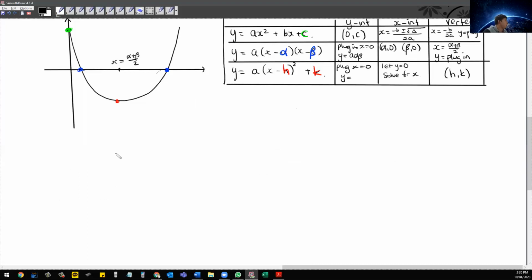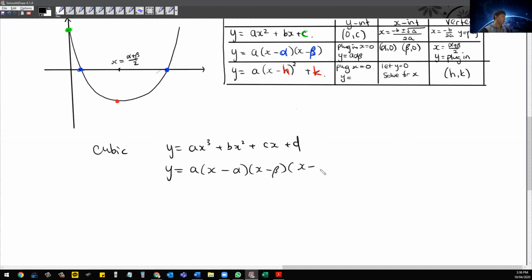Now, when you have cubic functions, you also have something similar. y equals ax cubed plus bx squared plus cx plus d. That's the general form. And then you have your factorized form, y equals a(x minus alpha)(x minus beta)(x minus gamma). And the last form is the vertex form, (x minus h) cubed plus k.